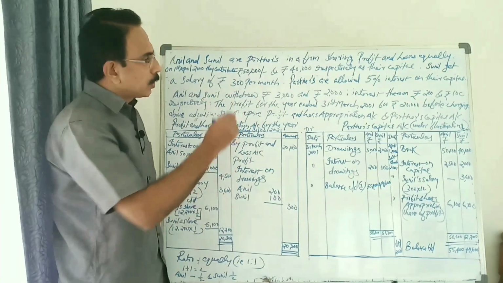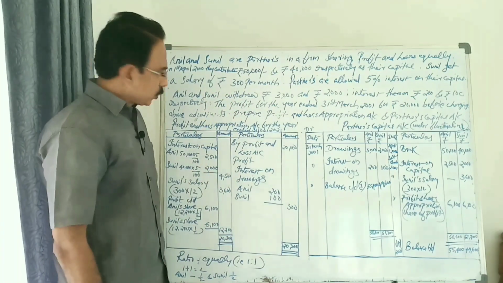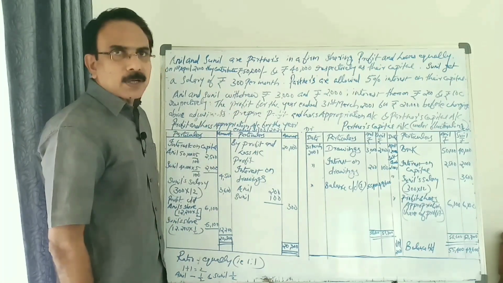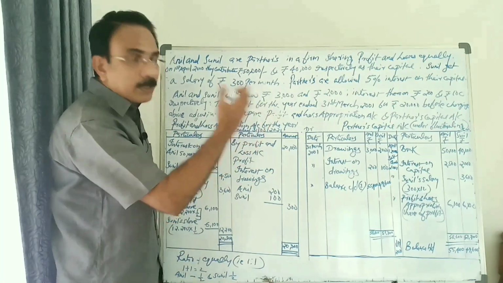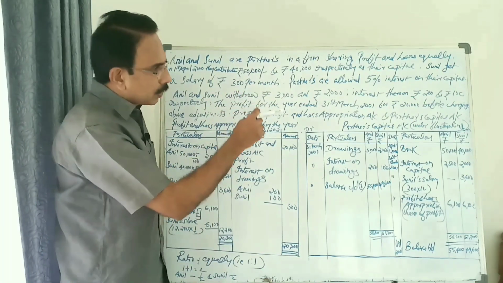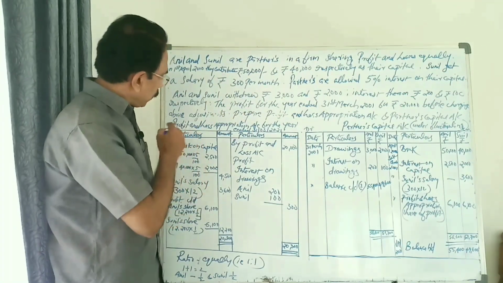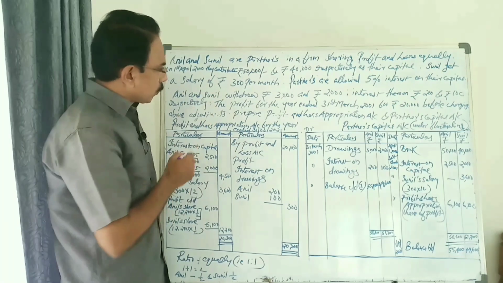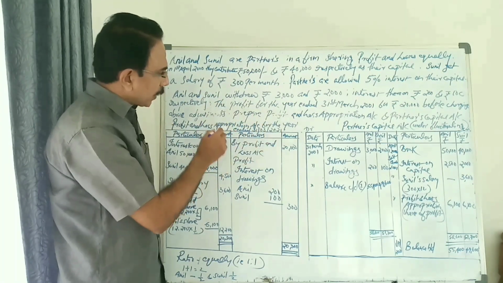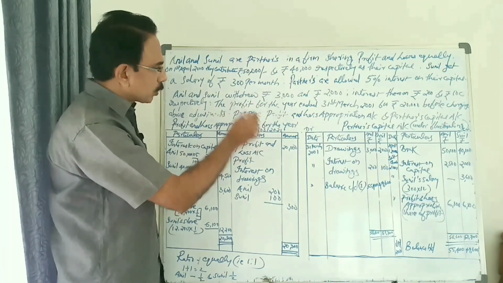Two accounts should be prepared on this question. First one, profit and loss appropriation account, and second one, partners' capital accounts. Any method can be adopted if not specified, that is floating capital or fixed capital. First, the profit and loss appropriation account for the year ended 31st March 2001.